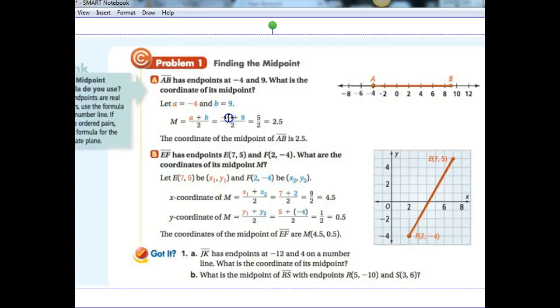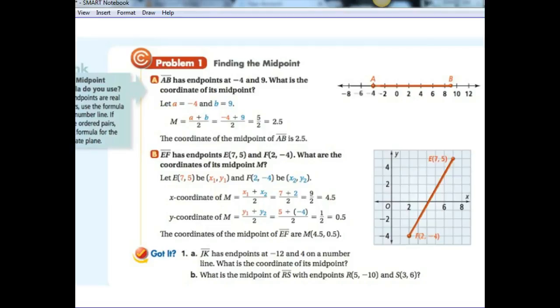Okay? Now, in the got it section, if we put those together here, you're going to end up with 4.5, comma, 0.5 as the center point. So if you went over to 4.5, and then went up 1/2, we're talking about that point right there. That would be the midpoint. Now, you don't necessarily have to graph it. It's just trying to give you a visual on this particular problem.